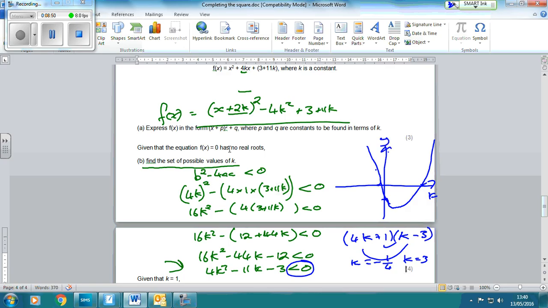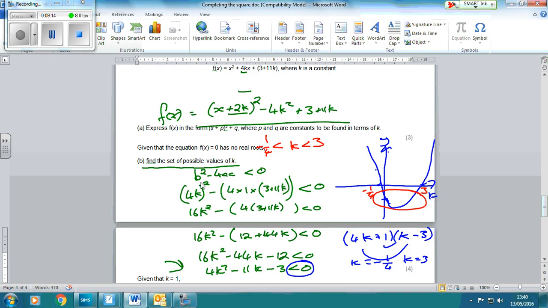Now we want to know where our graph is less than 0. So where it's less than 0 is down here. And that is between 3 and minus 1 quarter. So the possible values of k are when k is less than 3 but greater than minus 1 quarter.